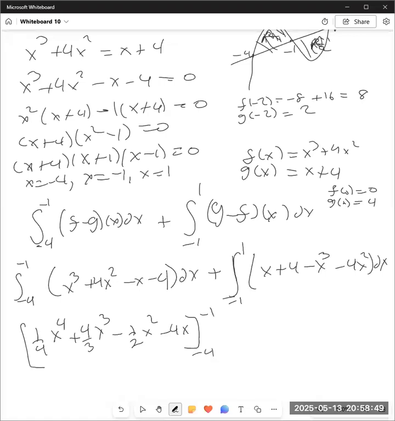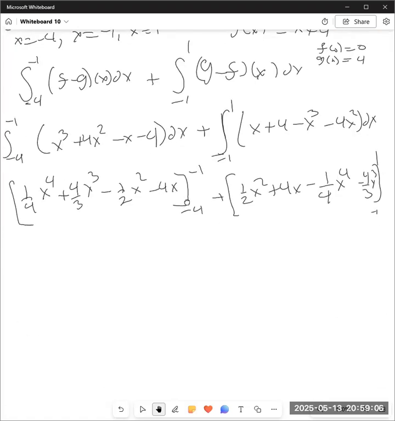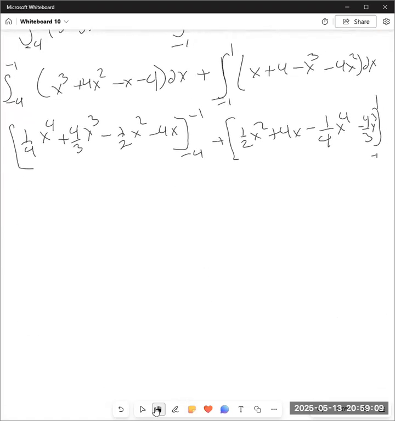from -4 to -1, plus 1/2 x squared plus 4x minus 1/4 x to the 4th minus 4/3 x to the 3rd from -1 to 1. Sticking -1 in for my upper bound here, this is going to be 1/4 plus, minus 4/3 minus 1/2 plus 4, minus, stick in -4 for my lower bound here.